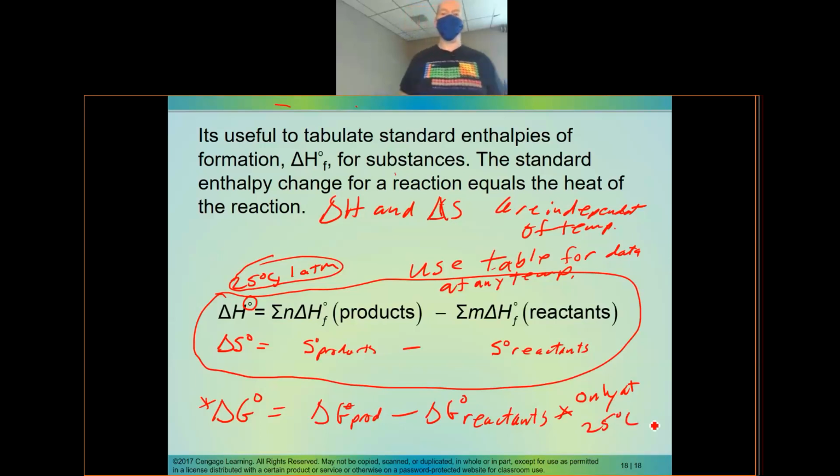If it is not 25 degrees Celsius, you cannot use the numbers off of the table. For delta H and delta S, it doesn't matter what they say the temperature is, we can use the tables. Delta G is highly temperature dependent, and we cannot use the numbers off the table unless we are at 25 degrees Celsius. Now, the delta H and the delta S do change with temperature, but by very, very small amounts. That small amount of change is insignificant for our calculations, and so we say that it is going to be a constant at any temperature.